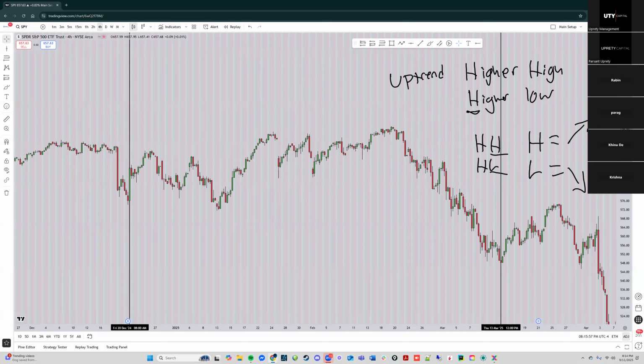So if we take a look at this example, we're going to go over here somewhere. What is the market doing? Market goes up, comes back down, goes up, comes back down, goes up, comes back down, goes up. If this is our starting point, we have a higher high, higher low. Why? Because this low is higher than this one. So that tells us the market is in an uptrend.